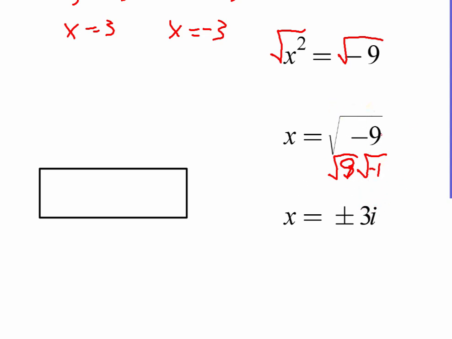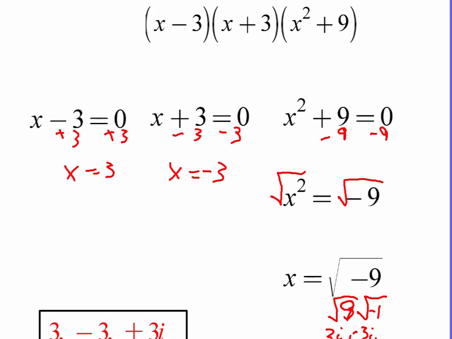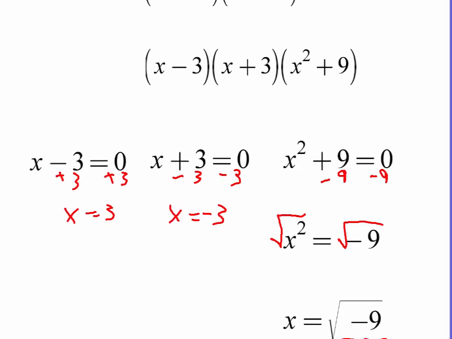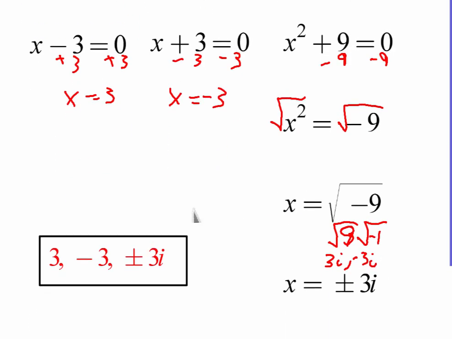The important thing is that whenever you use the square root method like this, you actually have two answers. You have 3i and you have negative 3i, and we represent that with plus or minus 3i. So my answers to this problem, there are actually 4 of them: 3, negative 3, and plus or minus 3i. If we review our procedure, we got one side equal to 0, we fully factored our equation, and then we set each factor equal to 0 and solved.